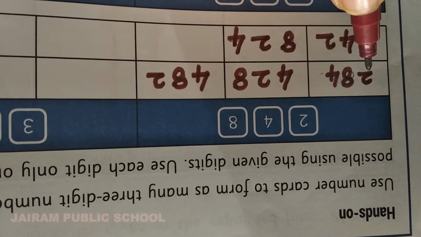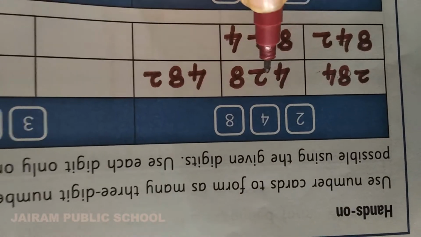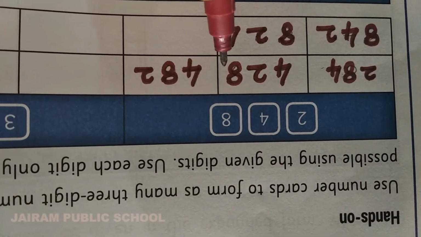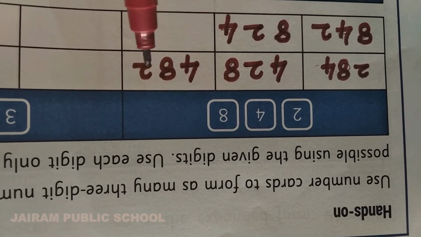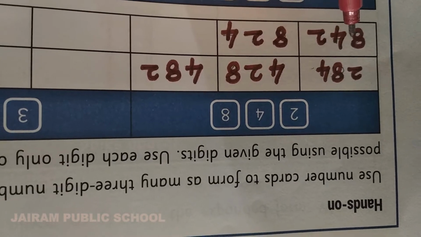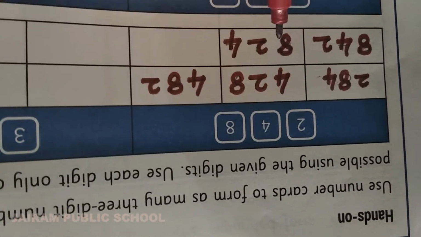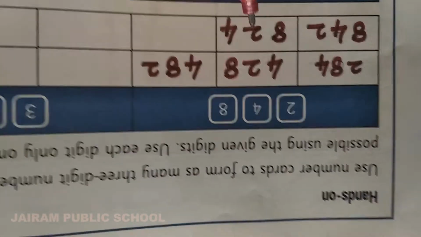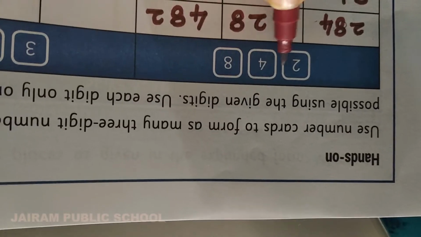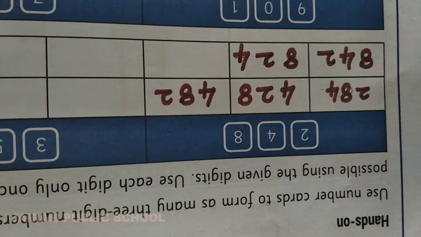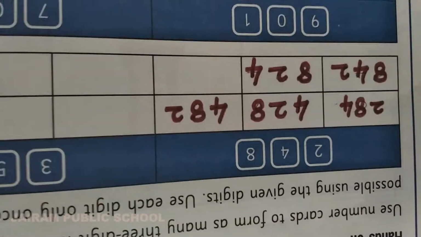See here, this one 284. This one 428. So the values are different, isn't it? And this one 482. This one 842. And this one 824. So these values are different. By using these 3 numbers, we want to create another 3-digit number.